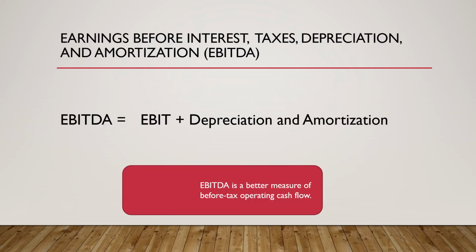Now the fourth one is EBITDA, which is earnings before interest, taxes, depreciation, and amortization. So basically, what is EBITDA? How do we get to it? We just take the EBIT, also known as operating income, and we add back any depreciation and amortization. So why is EBITDA used? It is used because it's a better measure of before tax operating cash flows.